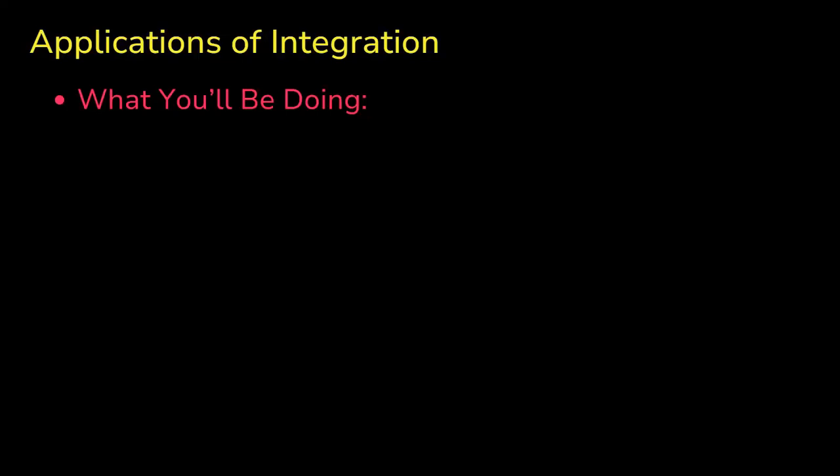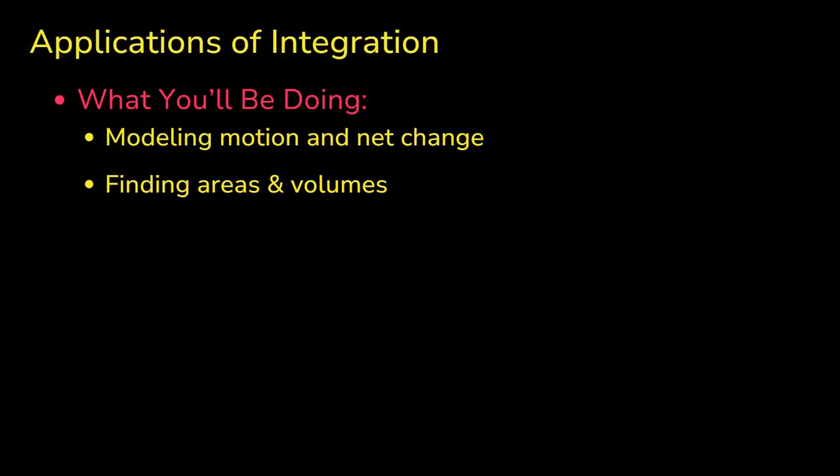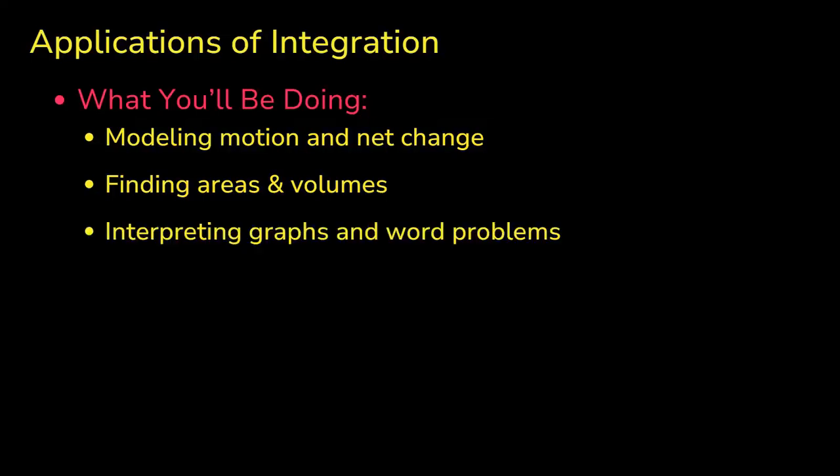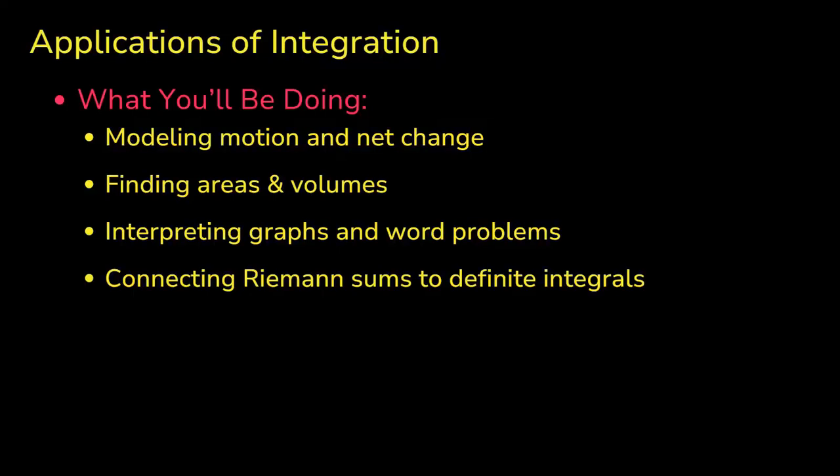Unit 8 is built around big idea number 1: Change. This is using definite integrals to measure how quantities accumulate. You'll see integrals used to model things like motion and net change, finding areas and volumes, interpreting graphs and word problems, connecting Riemann sums to the definite integral. The key idea is this: an integral accumulates tiny bits of something, whether it's area, distance, volume, or energy, to get a total. You've seen Riemann sums before. Unit 8 connects those approximations to actual integrals and applies them to physical and geometric settings.